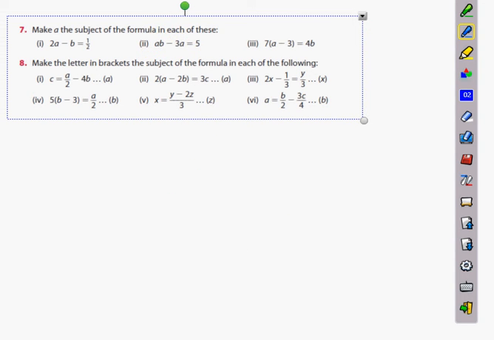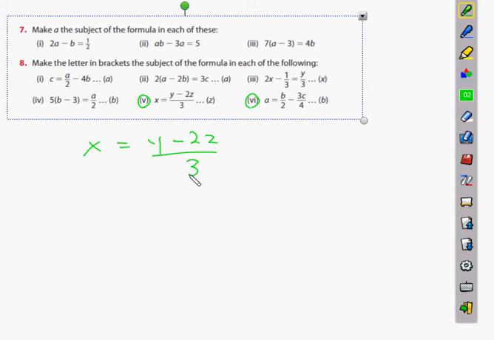Okay, what about question 8? Lucas, yourself, do you want one or two of them done? Anybody else? Anything on question 8? Part 6. Okay, x equals y minus 2z all over 3.